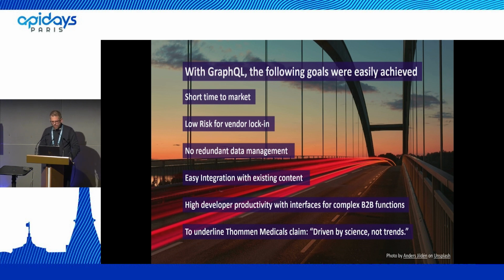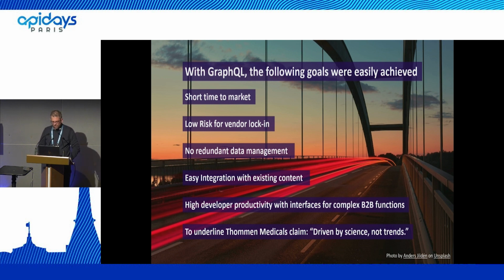So we were able to have a very short time to market. With GraphQL, we were able to ship the software faster. We have a low risk of vendor lock-in. Very important is that we have no redundant data management, as we selected a CMS system which only holds the data of the product model, and the composable commerce, the ORM layer, which do not care about the content. So we have two systems which are independent and no redundant managing of product data.